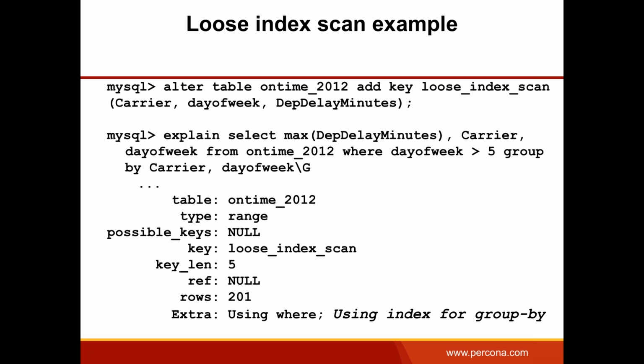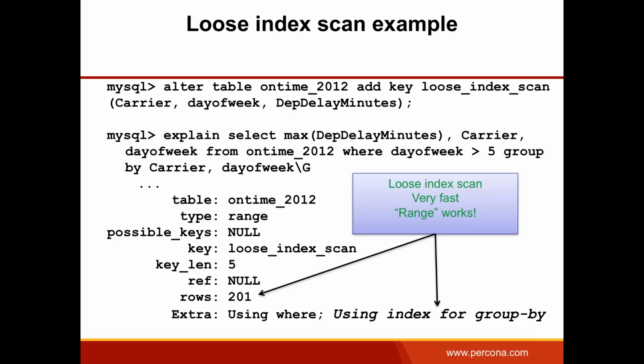Here's what we have here. When I do explain, I see that our key is being used. Loose index scan is used here. But what I also see is "using index for group by". If you see "using index for group by", it means that our query is using this loose index scan. And it's very fast. Also, the good news is in this case, range will work.